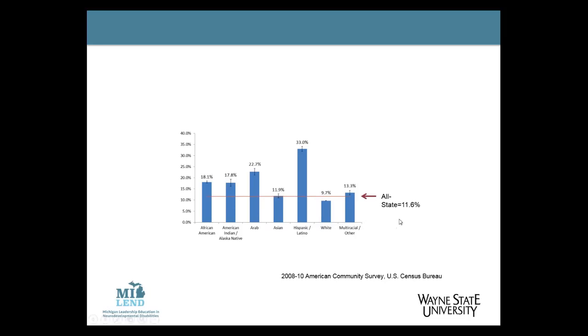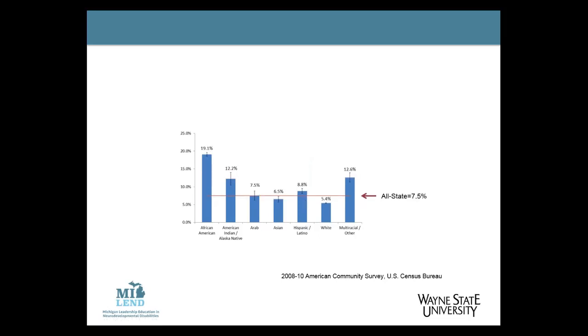We see across the state, 11.6% of the population more than age 25 has less than a high school diploma. But if we break this down by race or ethnicity, it's striking to notice that our Hispanic Latino community has a 33% rate of less than a high school diploma.